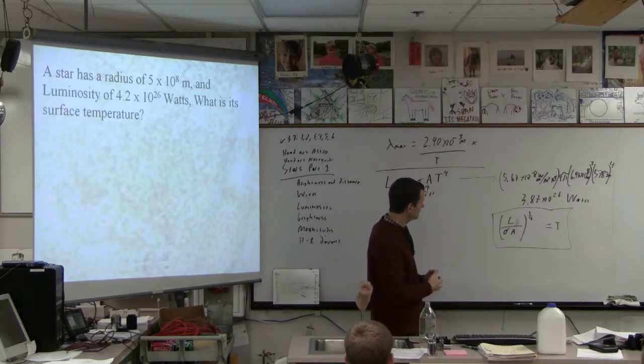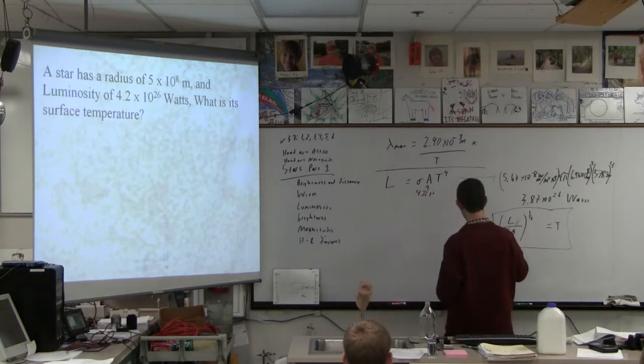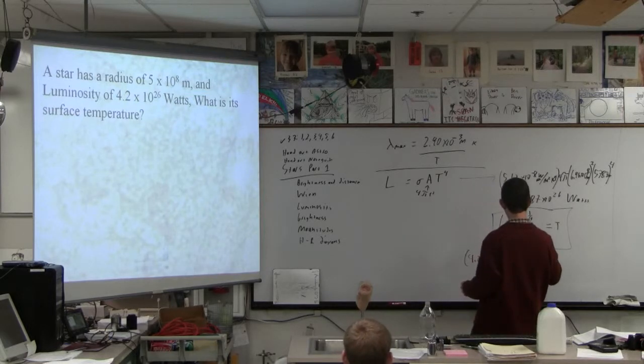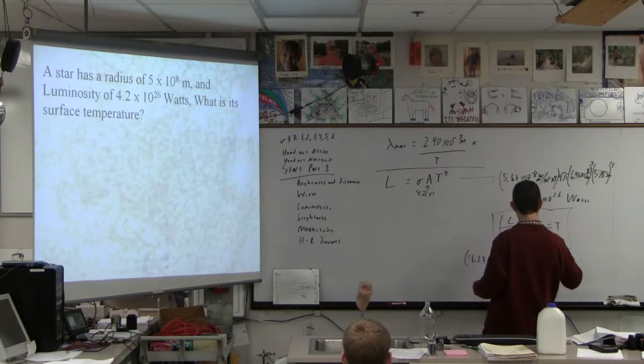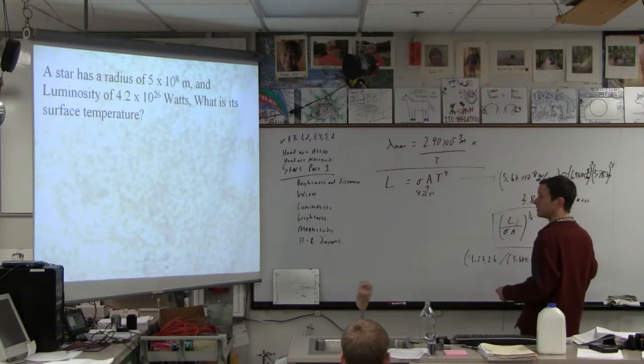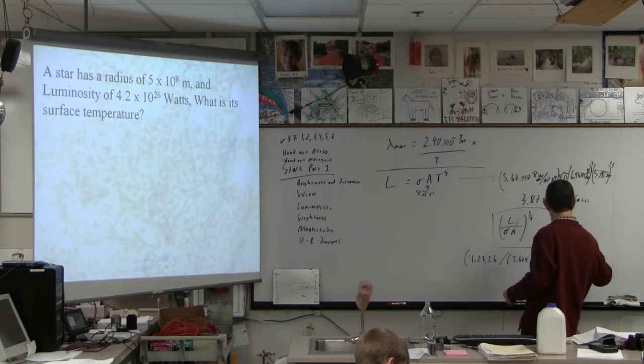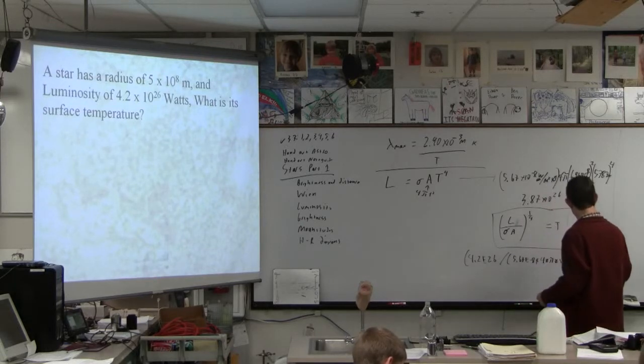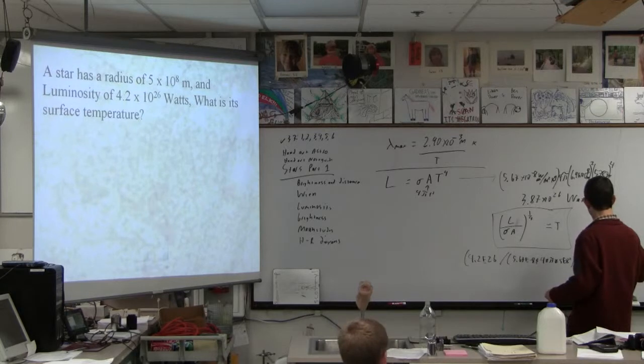I think it's always best to solve it. So then I'm going to go 4.2, parenthesis 4.2 E26, divided by parenthesis 5.67 E minus 8, times 4 times pi times 5E8, right parenthesis, raised to the 0.25.